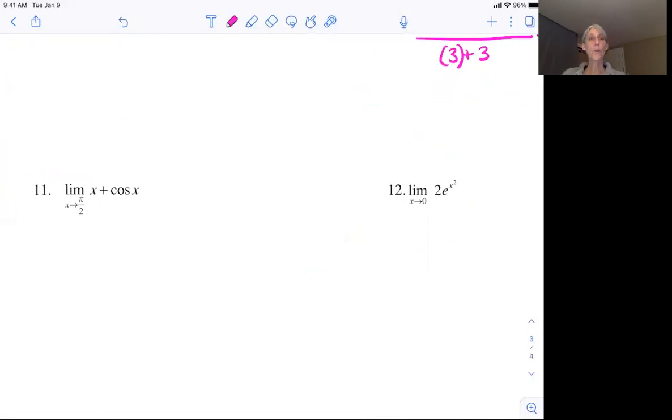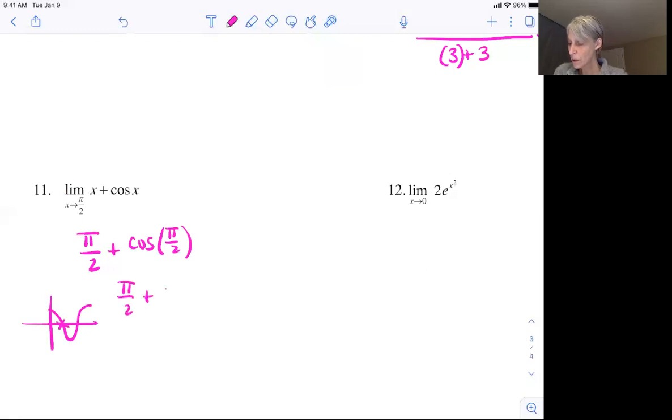The limit as x approaches pi over 2. We can plug into trig functions because we know how to evaluate them. So I get pi over 2 plus the cosine of pi over 2. Well, what is the cosine of pi over 2? 0. Pi over 2 plus 0. My answer here is pi over 2. Remember though, this answer, when it stands alone like this, is now a number. Okay, so this is really 3.14 divided by 2. This is not an angle measure.